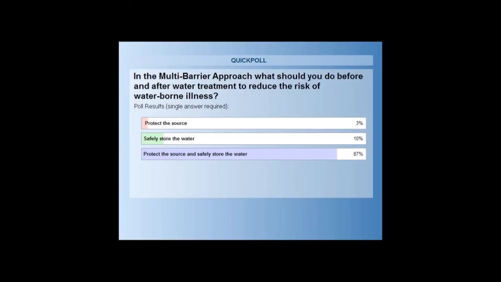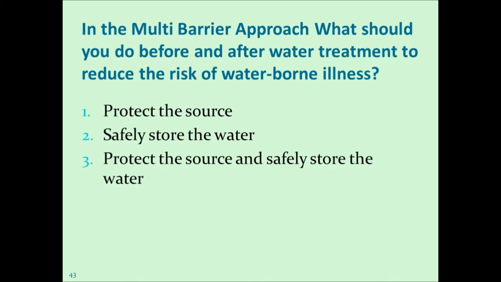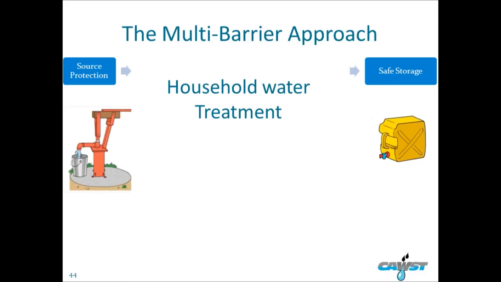Okay, what did the poll say? Protect the source and safely store the water. This is good because we were trying to teach you about the multi-barrier approach. If you close the poll, we've predominantly got the right answers. Of course, all of them are individually correct, but both protecting the water source and safe storage are the two functions of the multi-barrier approach that sit either side of household water treatment.